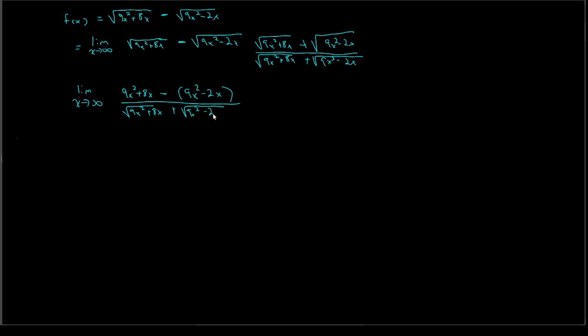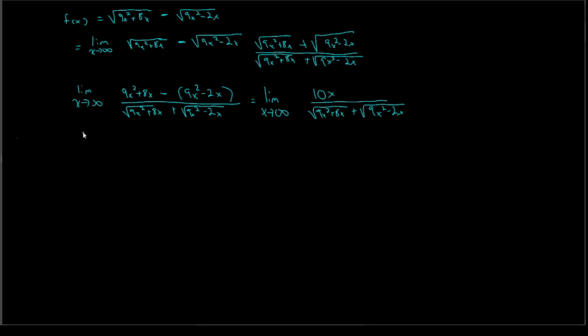the square root of 9x squared minus 2x. And so we'll clean up the top here, again keeping our limit as x goes off to infinity. And so 9x squared minus 9x squared cancels, and 8x minus negative 2x is 10x upstairs, all over the square root of 9x squared plus 8x plus, under the square root, 9x squared minus 2x under the square root.